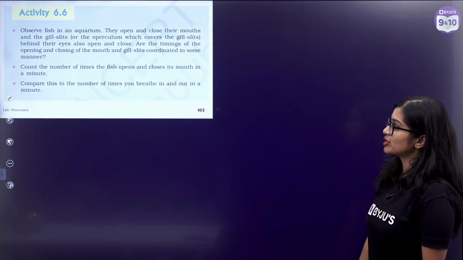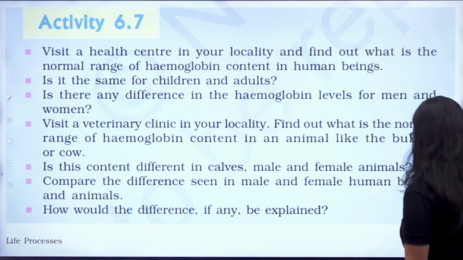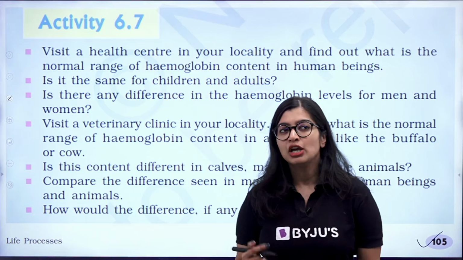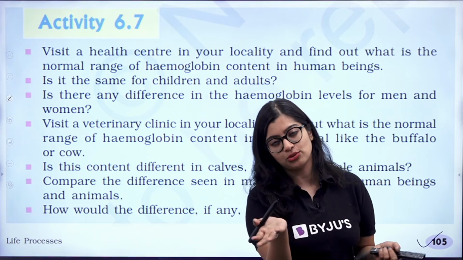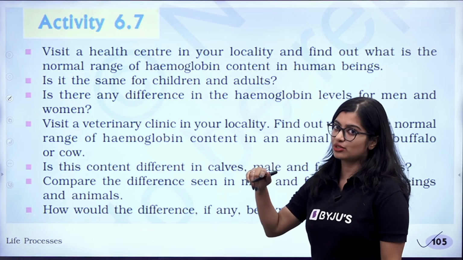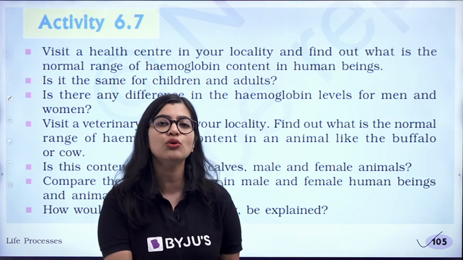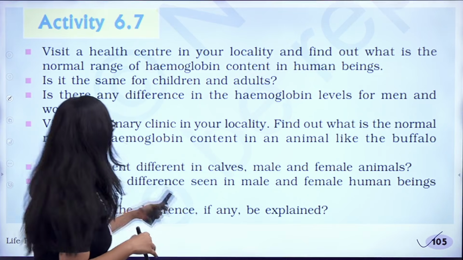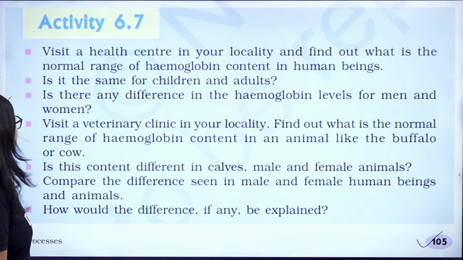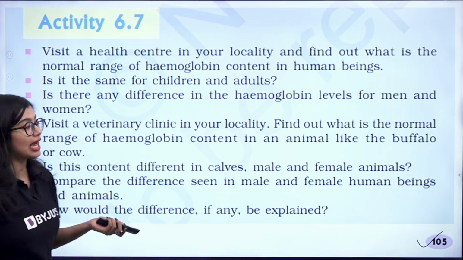Now let's move on to activity 6.7, which is there on page number 105. Now this is also a little bit of an observation-driven one. So either they will give it to you and they'll ask you to identify what is the observation. But again, chances of such kind of questions where they ask you to observe will be simple. But like I said, they will give it to you and then you have to identify. So the question here is, visit a healthcare center in your locality and find out what is the normal range of hemoglobin in human beings. Is it the same for children and adults?